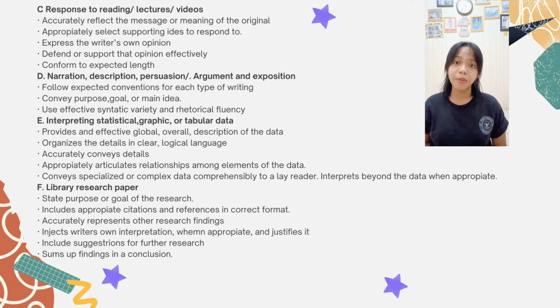And the last is the library research paper. It states the purpose or goal of the research, includes appropriate citations and references in correct format, accurately represents other research findings, injects the writer's own interpretation when appropriate and justifies it, includes suggestions for further research, and sums up findings in a conclusion.